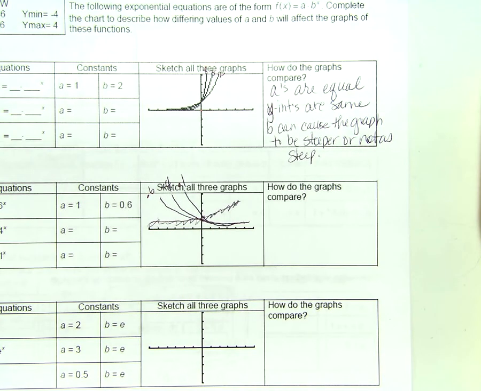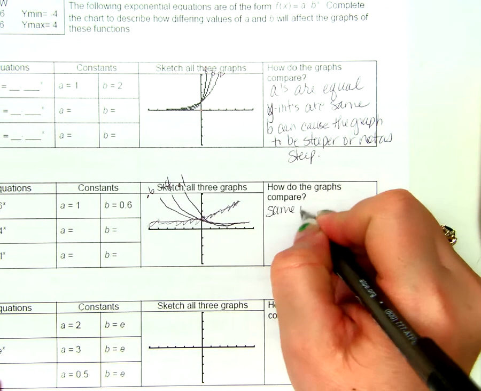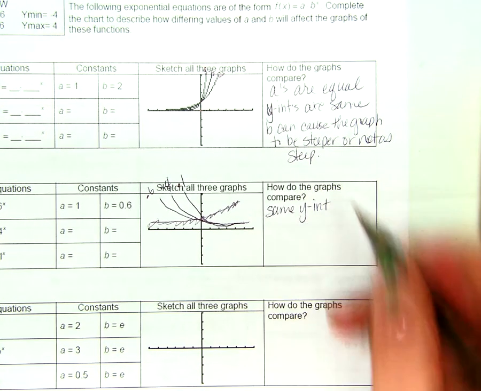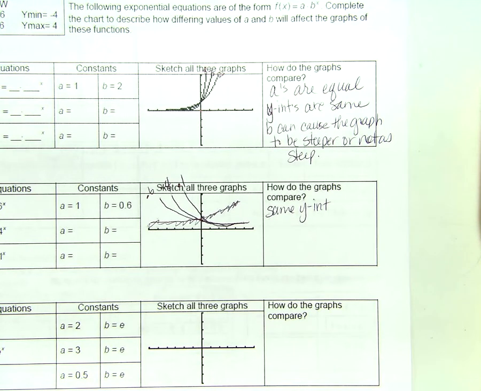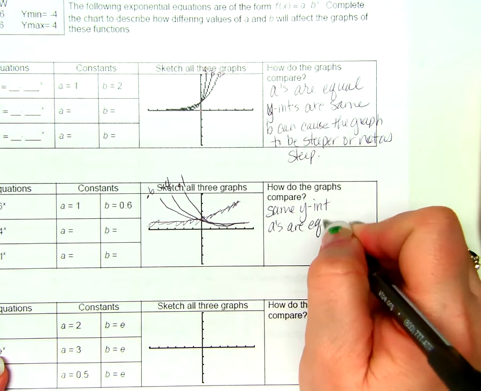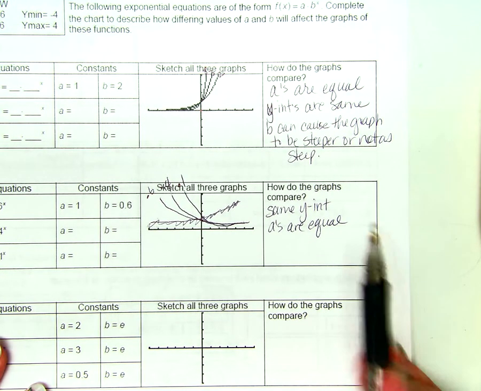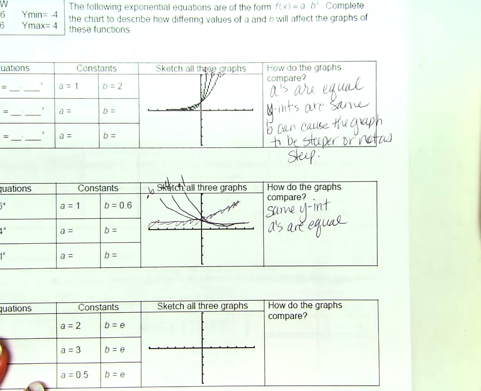So first of all, how do they compare? Same y-intercept. Good. A's are equal. But once again, the b can cause the graph to be steeper or not as steep. Isn't it exactly the same as up here? Good.